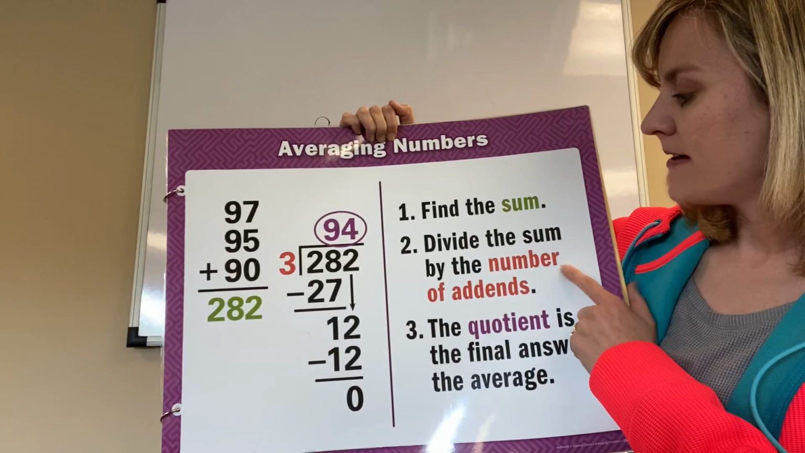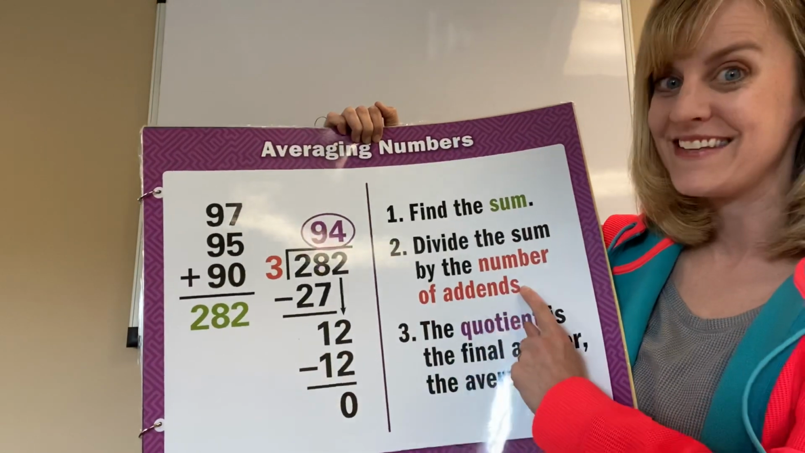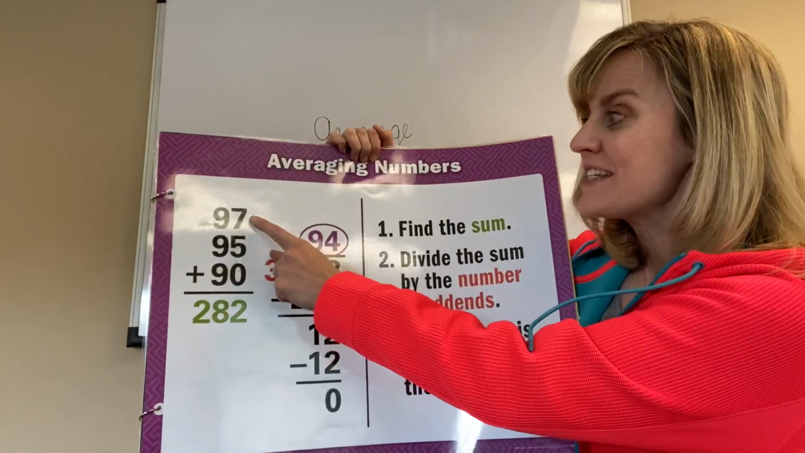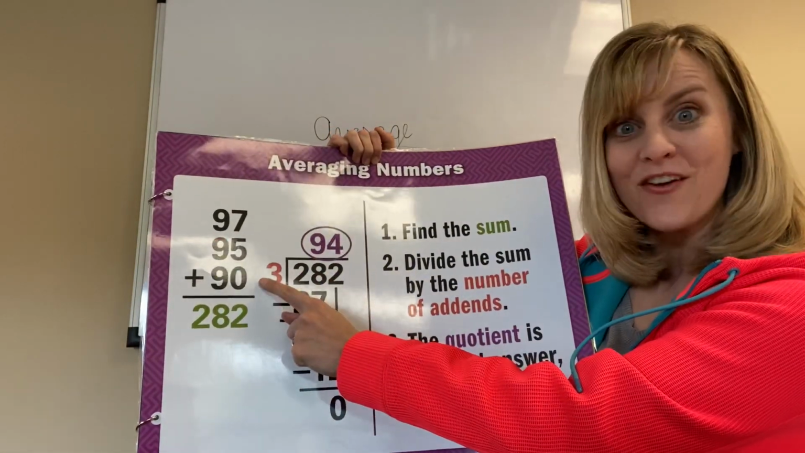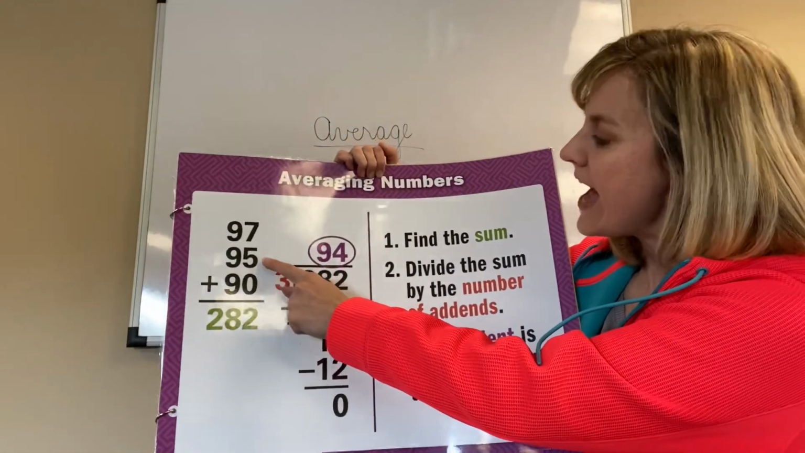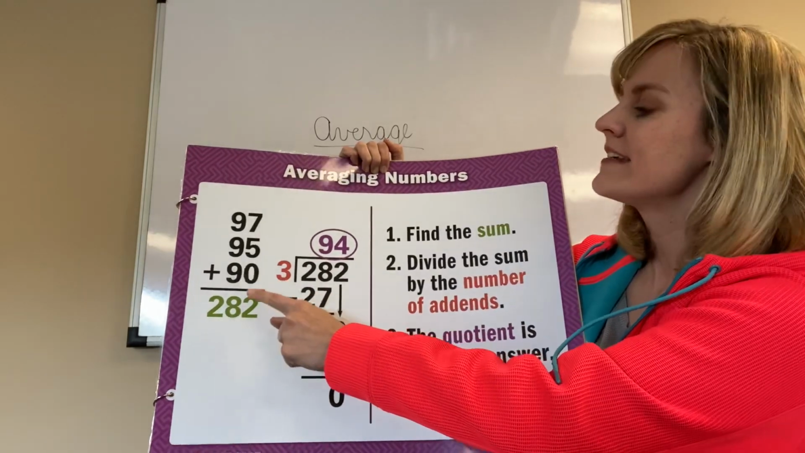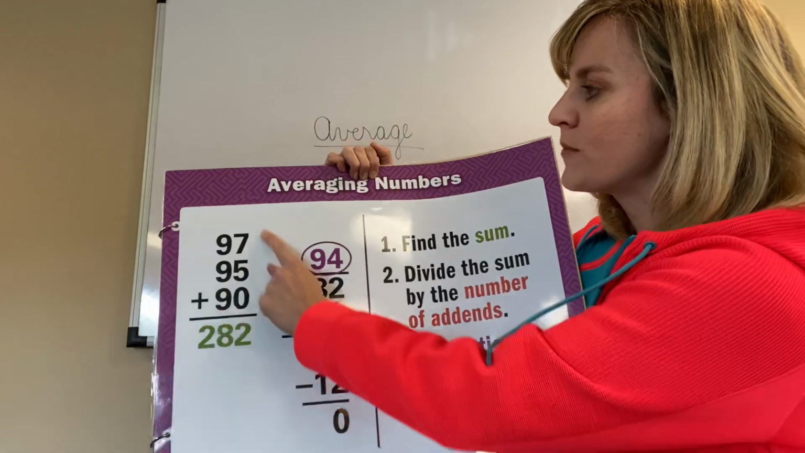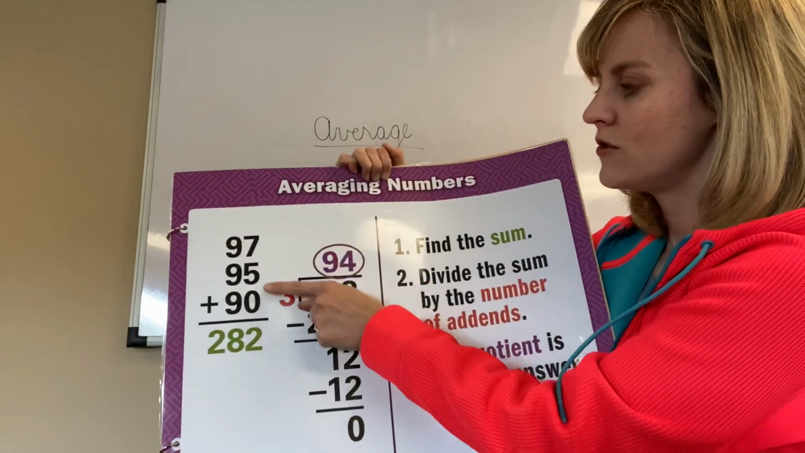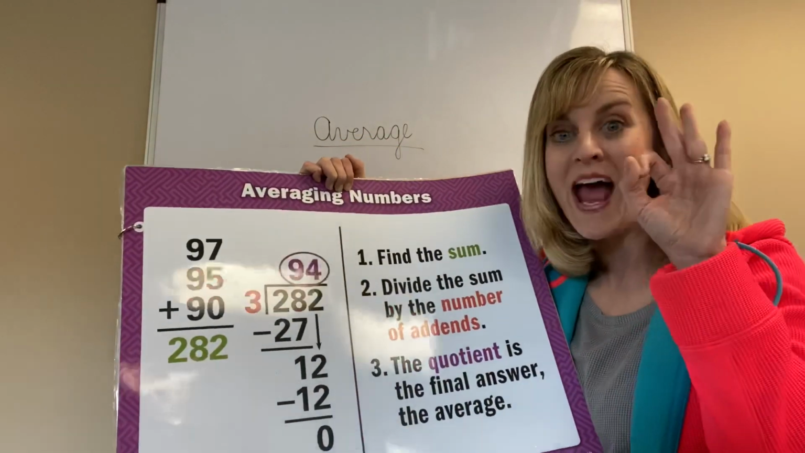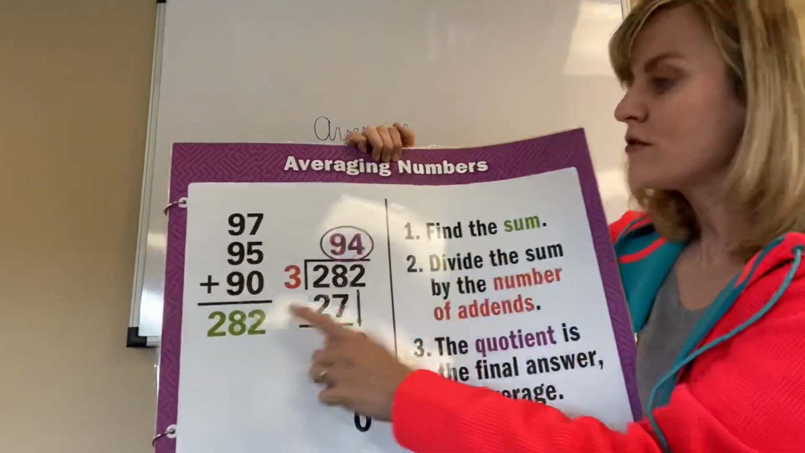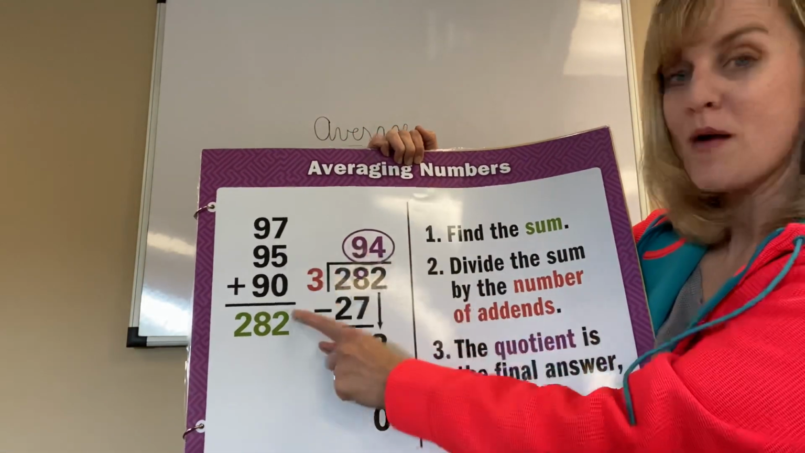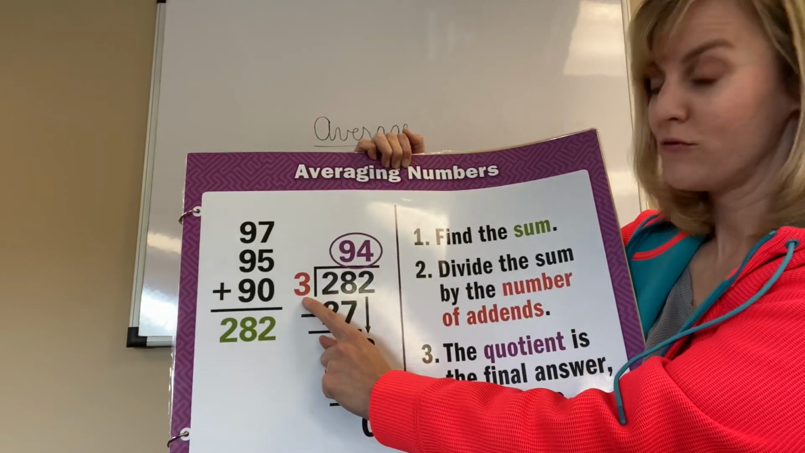Divide the sum by the number of add-ins. Now, let's review what an add-in is. The add-ins are the numbers you add together. So add-in, add-in, add-in. What's this? This is the sum. So how many add-ins do we have here, third grade? 1, 2, 3. 3 add-ins. We added 3 numbers together, right? So now we take the sum and we divide it by the number of add-ins. So we're dividing by 3, okay?